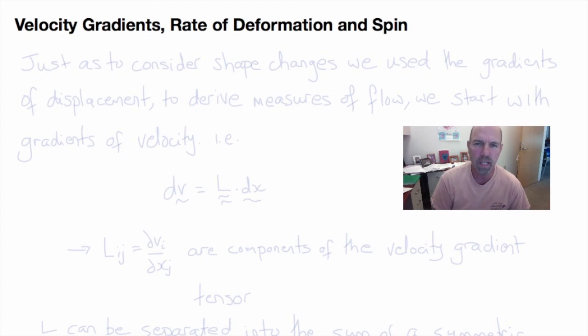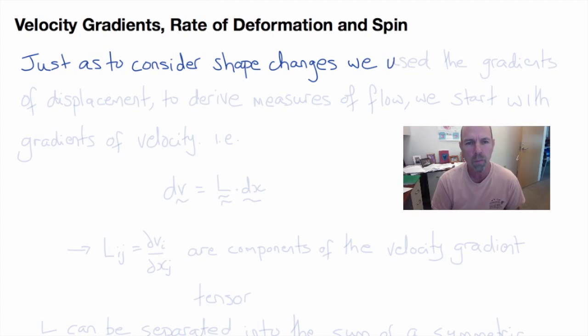Today we're going to continue our discussion of kinematics by considering the tensor quantities that we need to understand and describe flows, which are the velocity gradients, the rate of deformation tensor, and the spin tensor. Much in the same way that to consider shape change, we considered the gradients of displacement, since displacements alone could just be a rigid body motion, well, we do the same with velocities.